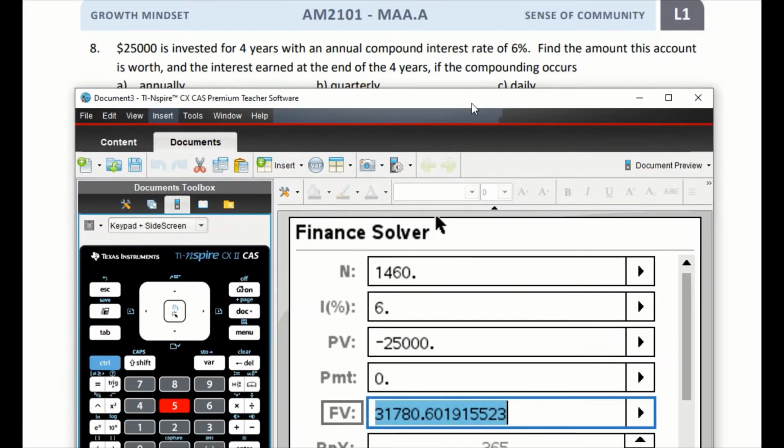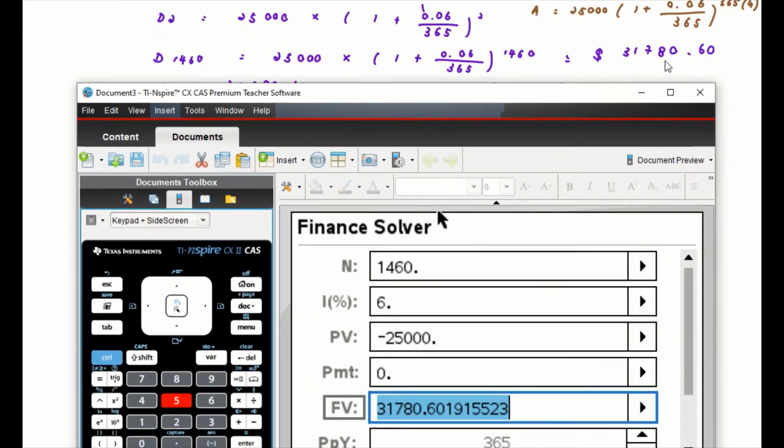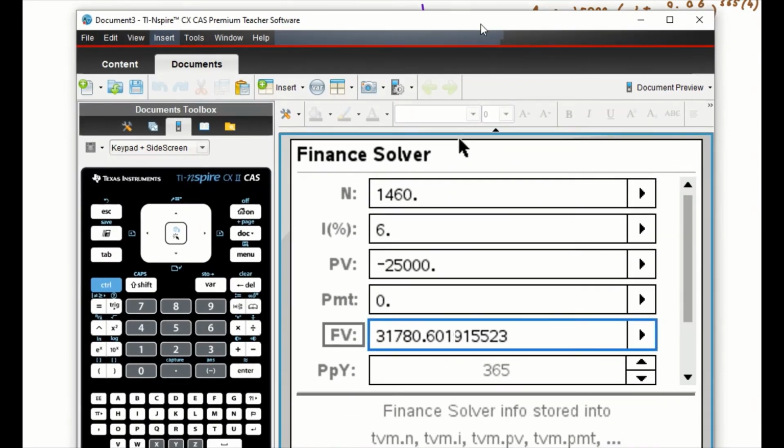So you realize that this is the value that we get for our C. 31780.60. So that is correct. Alright, so these are some ways for us to calculate the future value. And the next part, I'm going to show you some very cool thing about the calculator as well. It doesn't help you to calculate your FV only, but you can find other variables also. So let's move on to the next example.